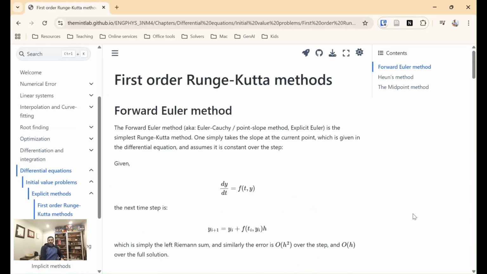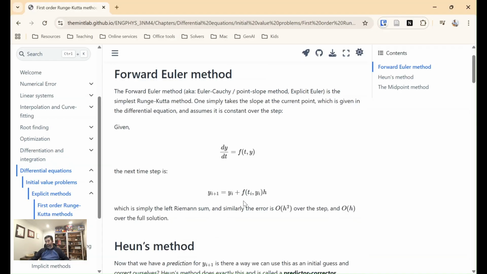Okay. The forward Euler method is the first order Runge-Kutta method. It has other names: the Euler-Cauchy, point slope method, explicit Euler. It's going to be the simplest one. We have dy by dt equal to some function, and the next time step is the current solution plus whatever your change is. It's super straightforward. It is exactly the left Riemann sum, and we already studied that.